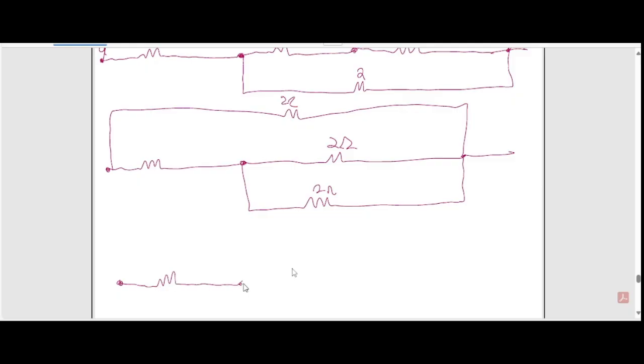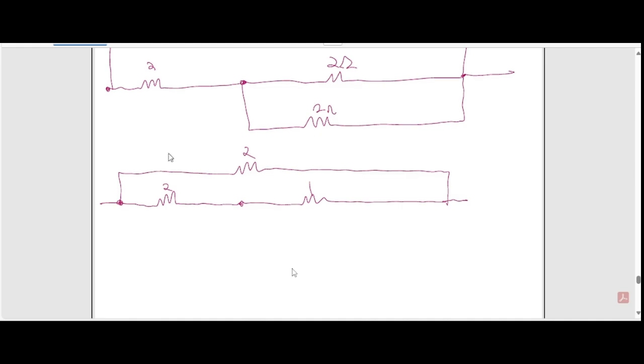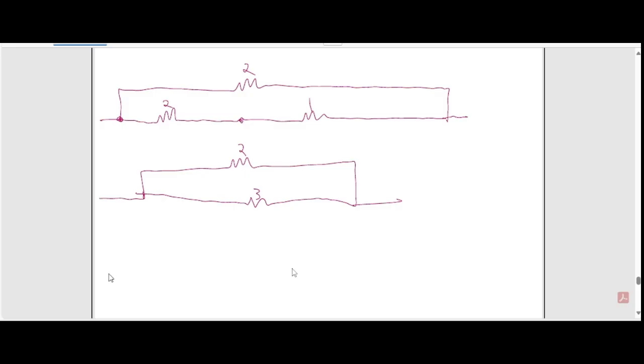Once you start to simplify, you don't really care about the nodes anymore because you can see the pattern. At that point it's just a circuit. So this is 2, 1, and this was 2. Let's keep going. These two are in series, so this will be 3 and 2. They're in parallel again, so product over sum: 2 times 3 is 6, divided by the sum, 5. So 6 over 5 gives you 1.2, and that is the answer.